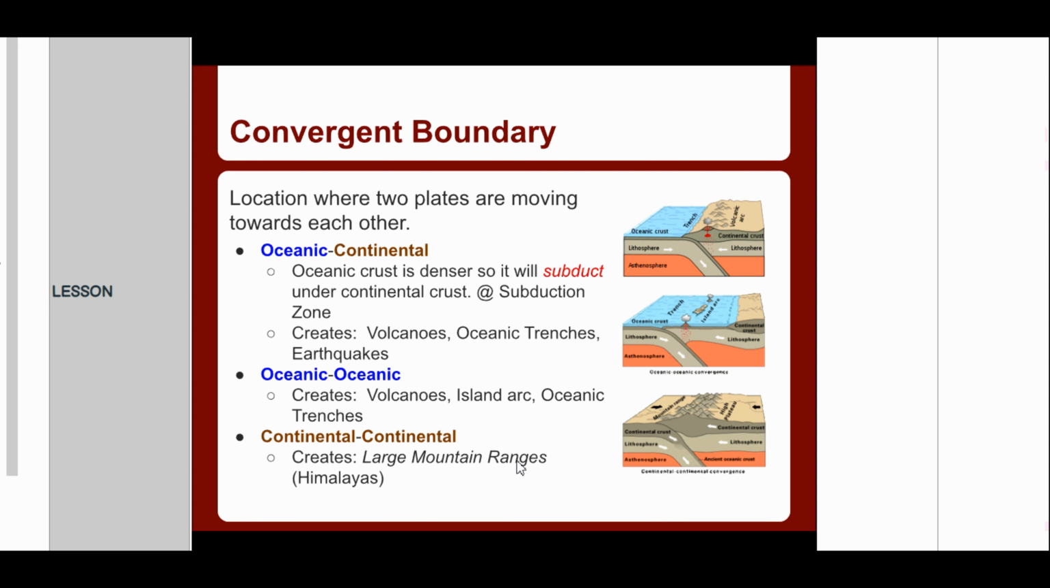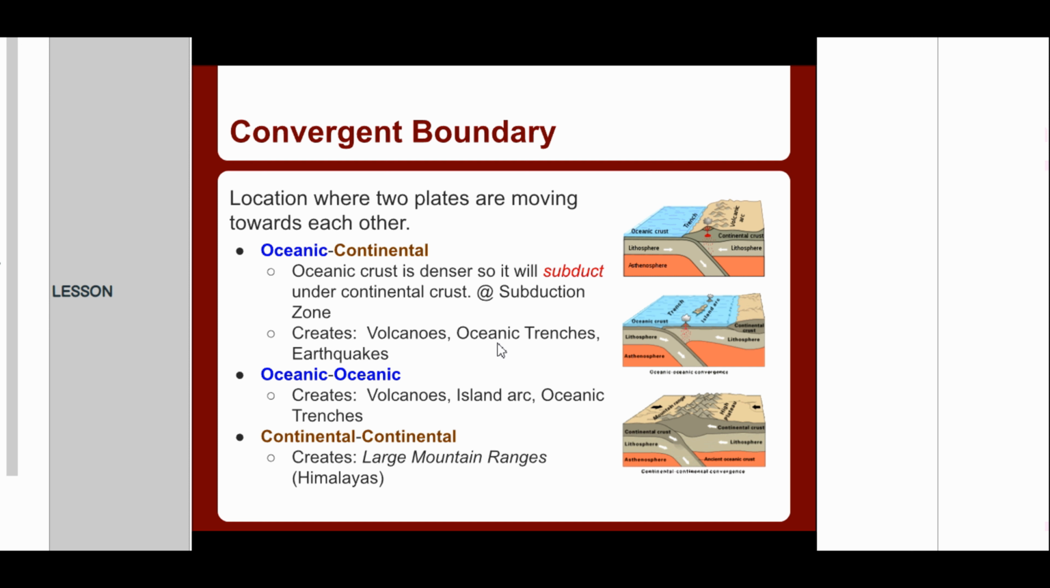So the next one then is the convergent, where they're moving towards each other, and you've got a couple of different ways this can happen, and there's some different things that will happen depending on what types of crust are coming together. So it is always two pieces coming together and bumping into each other. Instead of moving away, they're coming towards each other and crashing.